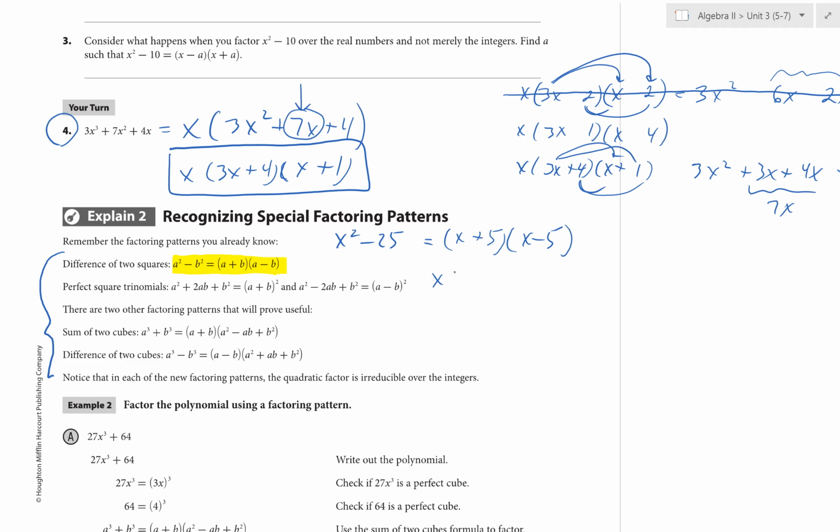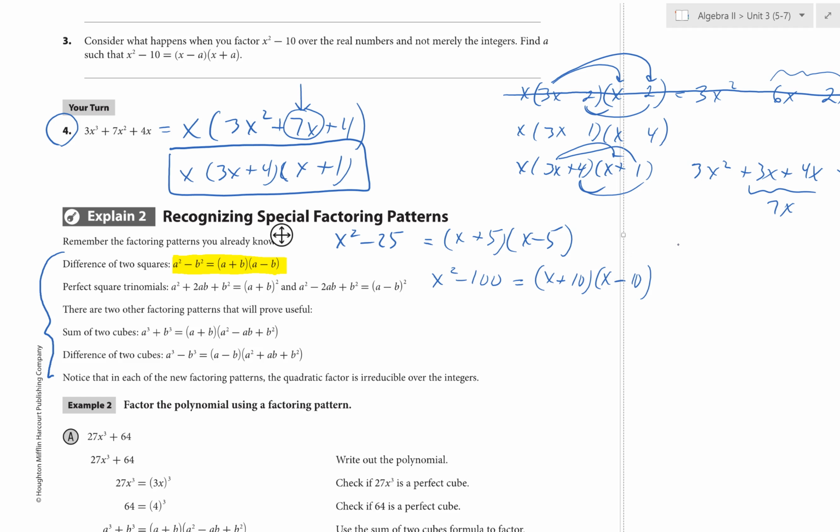Another example would be if I had, let's say, x squared minus 100. That would just be x times x to get x squared, 10 times 10 to get 100. Make one of them plus and one of them minus. Those are called conjugates. So you can always use conjugates to factor difference of squares.